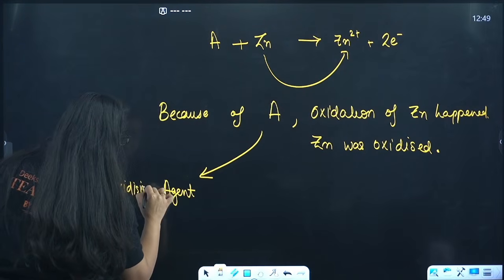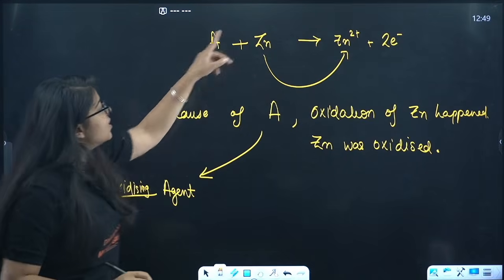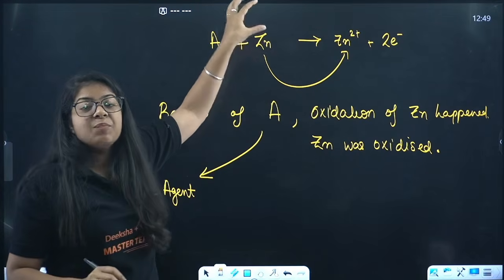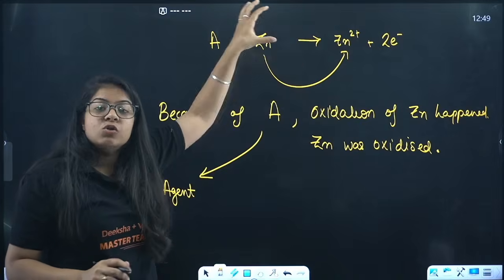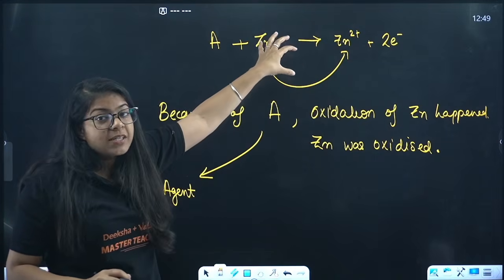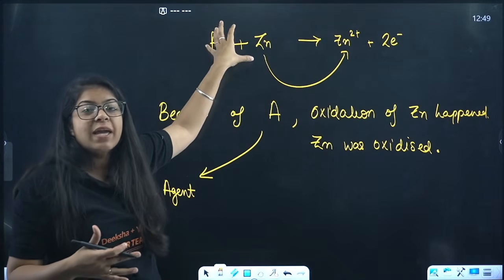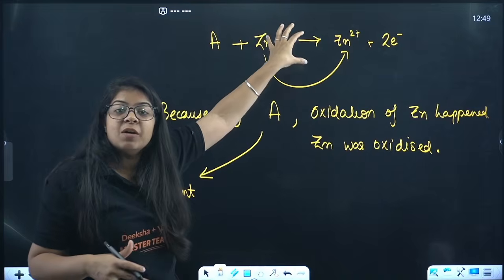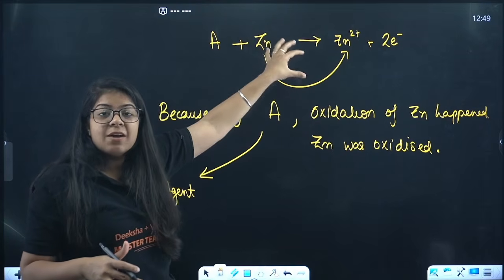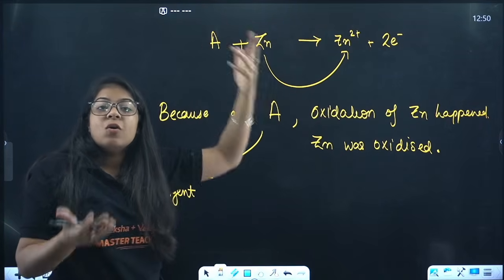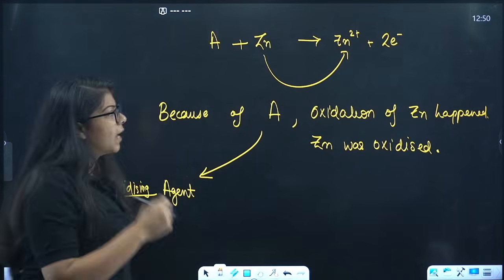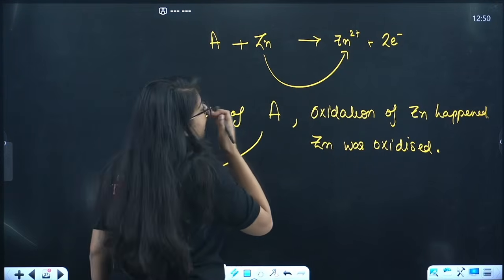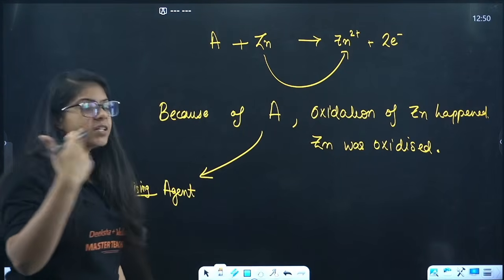Oxidizing agent. Why? Because it is oxidizing zinc. It is making zinc lose electrons. So on zinc, oxidation is happening due to what? A. So A is an agent that is helping zinc to lose electrons, helping zinc to do the oxidation. So A is what? Oxidizing agent. Now beta, okay, we'll study about reduction first, then I'll tell you this.